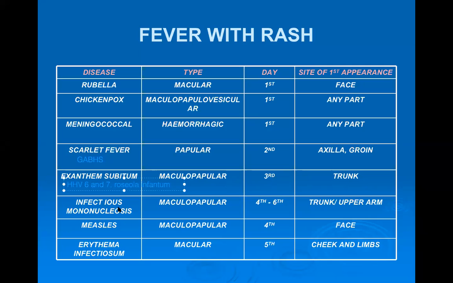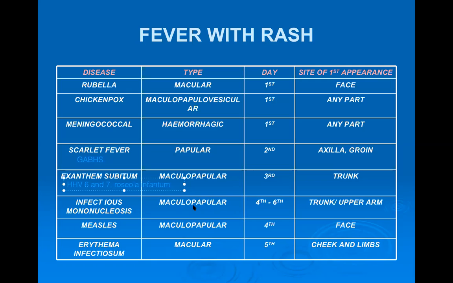Now, another infection which causes fever with rash is called infectious mononucleosis. What is the causative agent? Epstein-Barr virus. Exactly. This is caused by Epstein-Barr virus, or EBV. So this is an acute manifestation of Epstein-Barr virus infection. It is a maculopapular type of rash.